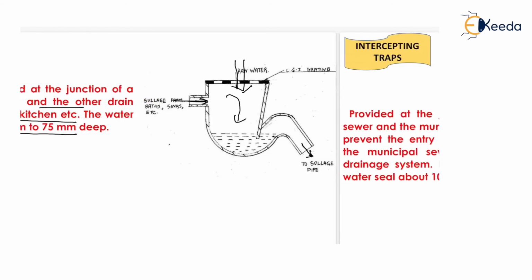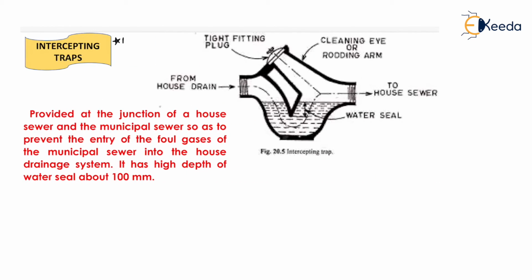Now the next one is the intercepting trap, which is one of the most important traps. You have all seen that the sewer pipe which comes out of your house is discharged directly into the street sewer. Now if you don't provide any intercepting trap at this point, then what will happen? All the foul gases of the street sewer will come through this pipe and reach your houses through the water closet, and the whole home will become stinking due to the smell of the street sewer.